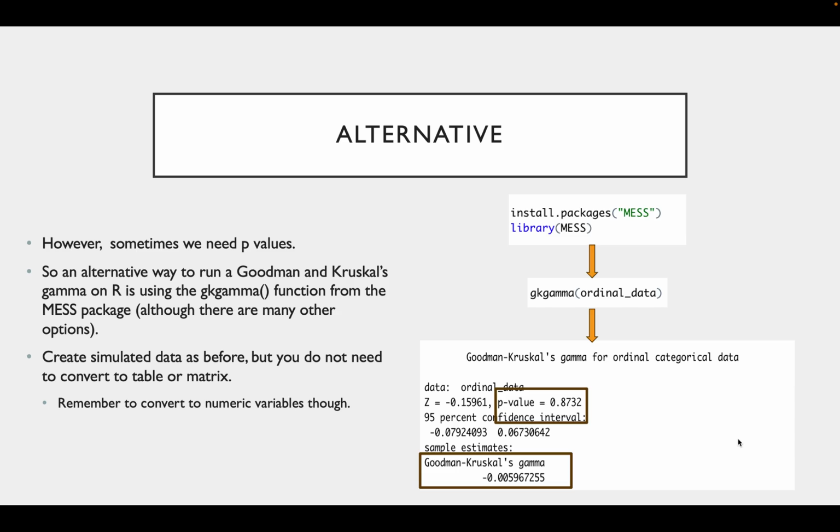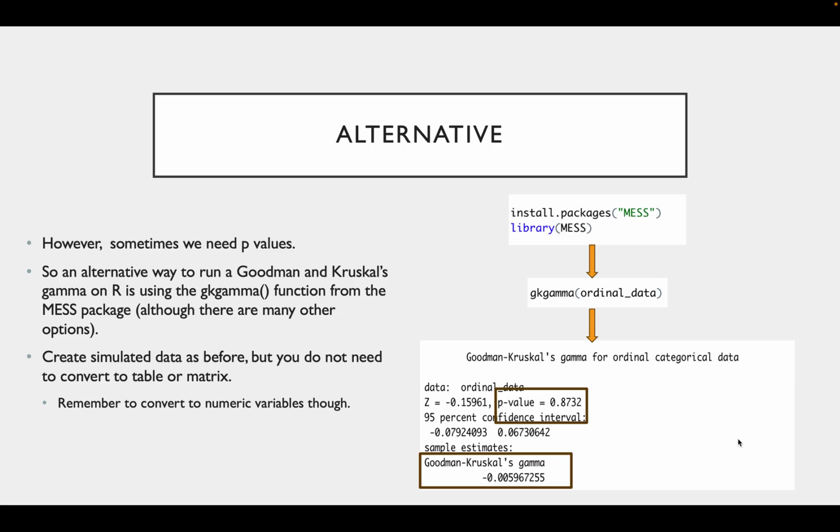So to do this, you can go through the steps of the tutorial and follow the steps in exactly the same way. Although for this function, you do not need to convert your data to a table or matrix for it to work. And then the only difference is that you use the GK gamma function instead, where you do not need to specify the confidence intervals.